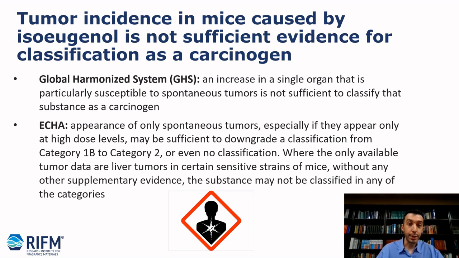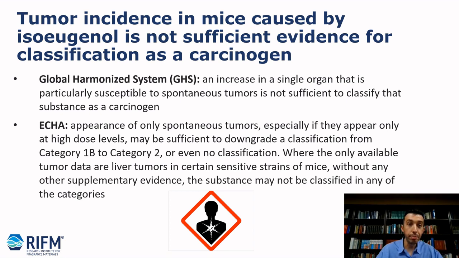Diving further into expert guidance on the hepatocellular adenoma and carcinoma in male mice, the Global Harmonized System, or GHS, states that an increase in a single organ that is particularly susceptible to spontaneous tumors is not sufficient to classify that substance as a carcinogen.